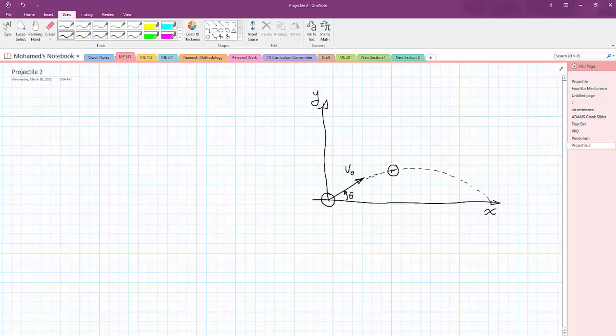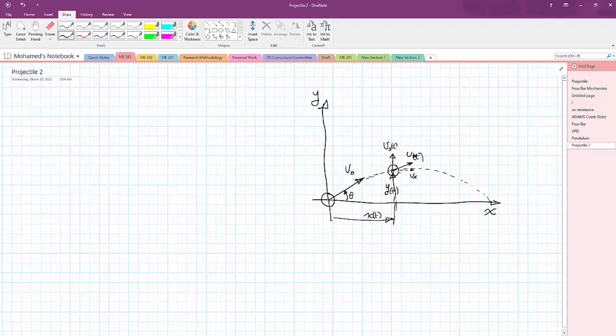It will be flying with velocity v of t. It will have a component in the x, vx, and a component in the y, vy. At any time, the position of the projectile will be described by the distance x and the altitude y. So I would like to find the velocity and the position of this projectile.